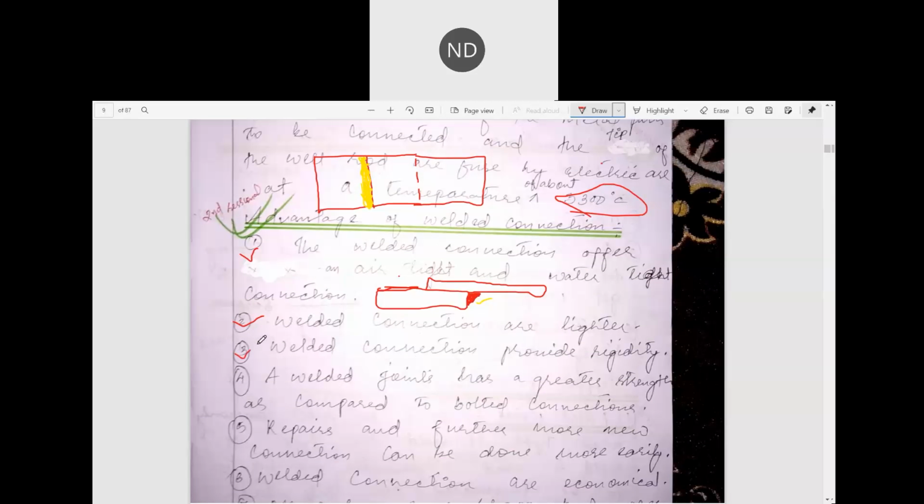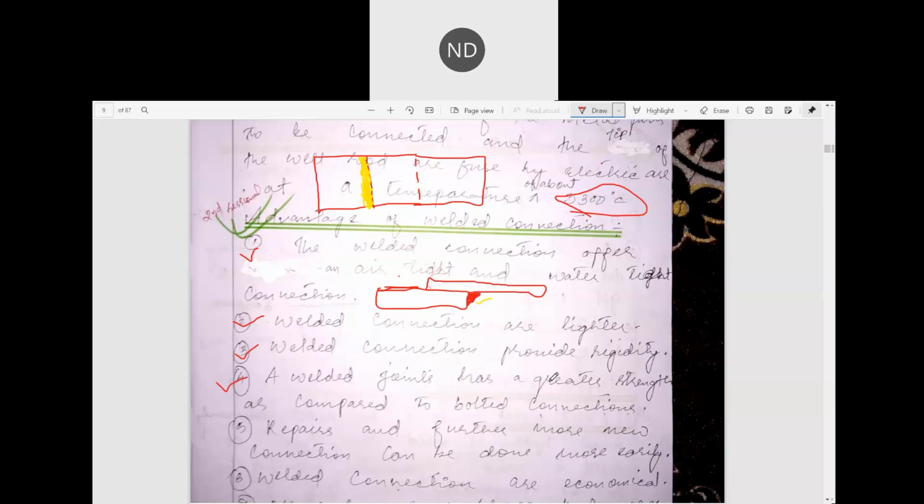Okay. Next is welded connections provide rigidity. Obviously, they're more rigid, because if your bolted connection is loose, it will obviously not take that much load. But here, once you do the welding, it is a rigid and tight connection. Okay.